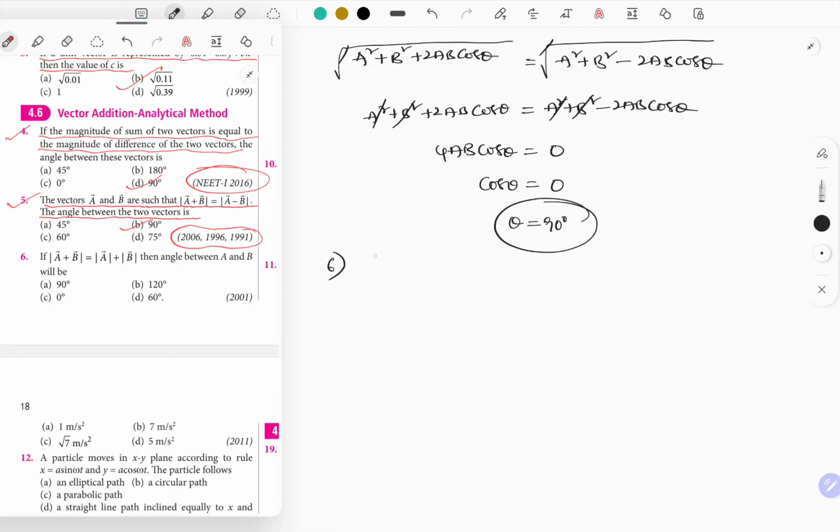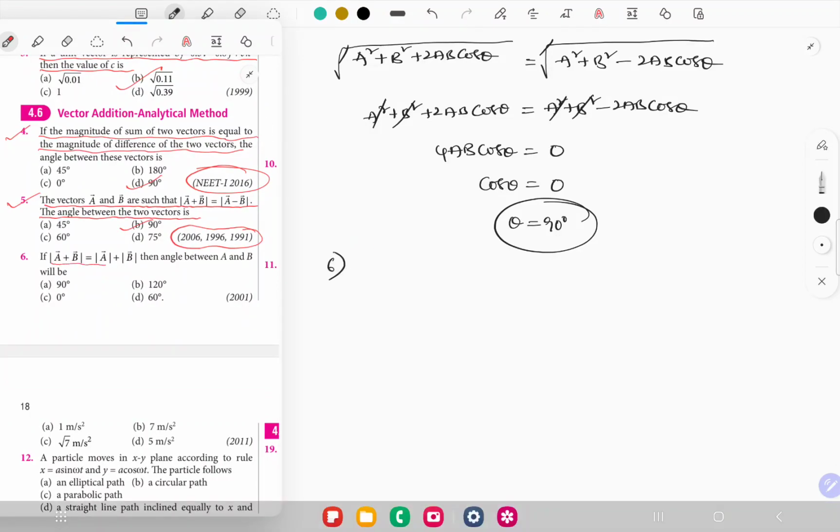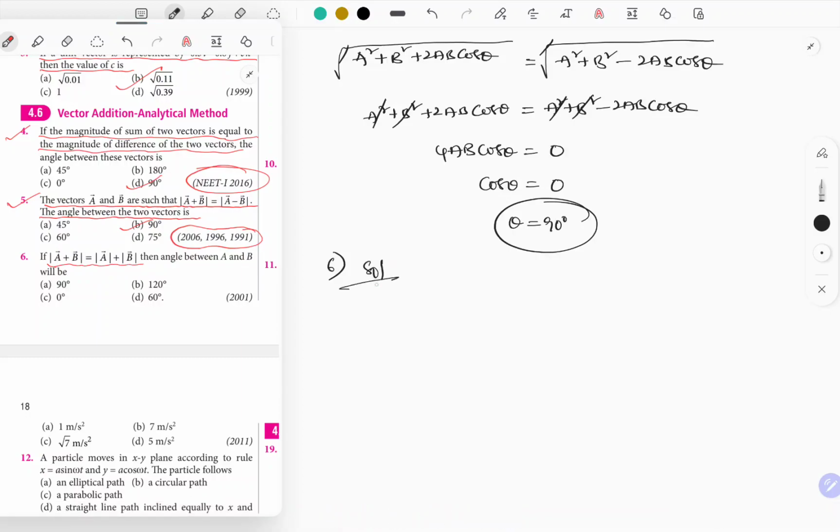So what is the thing they have given? If magnitude of a bar plus b bar is equal to magnitude of a bar plus magnitude of b bar. Okay, super. Try to understand the difference, the way how they represent it. So a bar plus b bar, it is magnitude of sum of two vectors, which is equal to magnitude of individual vectors, modulus of a bar plus modulus of b bar.